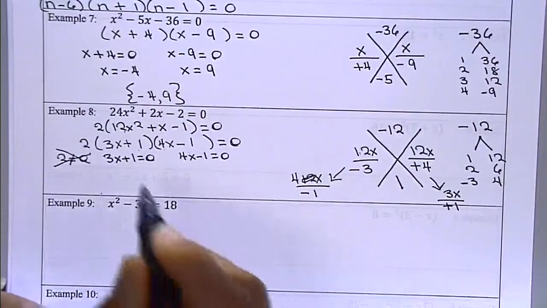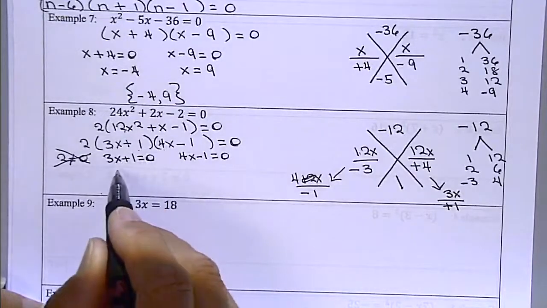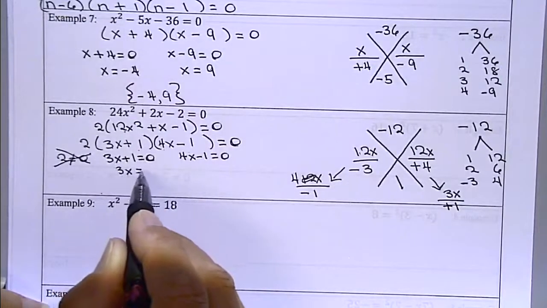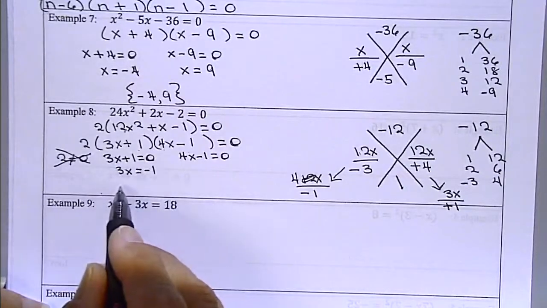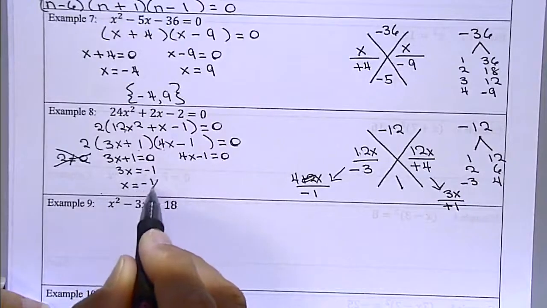The next thing I'm going to do is say, okay, solve it. Subtract 1 from both sides, right? 3x is equal to negative 1. Divide both sides by 3. x is equal to negative 1/3.